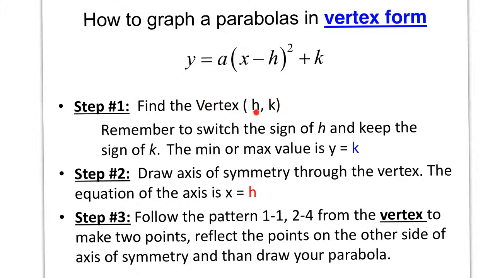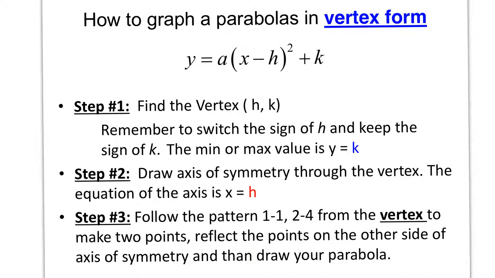Now to find the vertex, we need the h and the k, so that's the number inside of the parentheses and the number at the end. And you guys have to remember a couple things. Number one, you always change the sign of h, so h has to be the opposite of what's inside of the parentheses. K, you always keep the sign. If you guys want to find the minimum or maximum value, well, that's going to be your k value in your vertex, which is the same thing here or here. So y, for the min or max, y equals your k value.